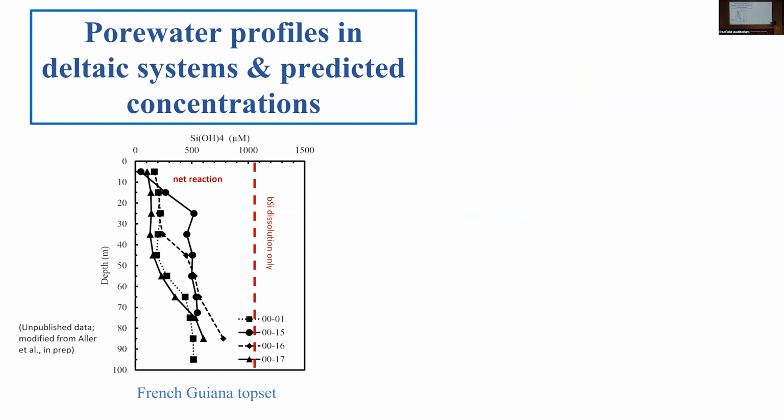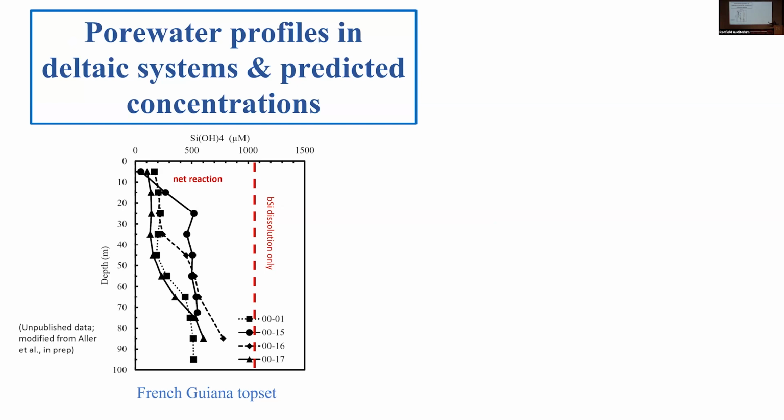So now, what do these profiles look like once you get to deltas? These are some unpublished data from the topset, French Guiana. The dotted red line is what you would predict if only biogenic silica dissolution was happening in your sediment column. Instead, you see pore water profiles that really don't look like what you expect compared to open ocean pore water profiles, and that suggests there's some net reaction happening.